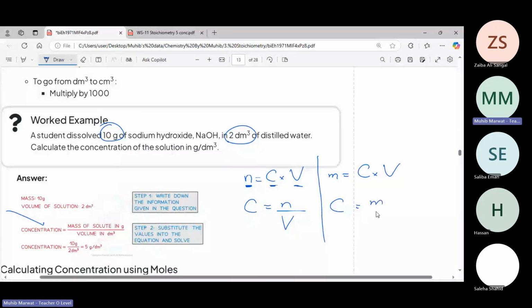If you have been given the mass of solute in gram, then you will be using this formula, right? And if you have been given moles of solute, then you will be using this formula, right? So write the formula, put the values, and you will end up getting the answer. Is it clear, dear students? Please respond to me. Hurry up. Answer me, please. I'm waiting for you.